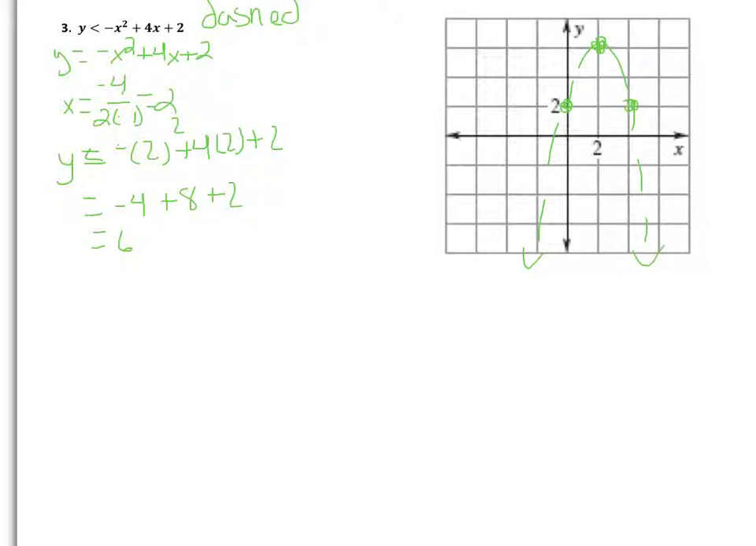So the point (0, 0) is not in there. If you plugged in (0, 0) and checked it, you'd get 0 is less than 2. Is that true? Yes. So it means shade the middle. Okay?